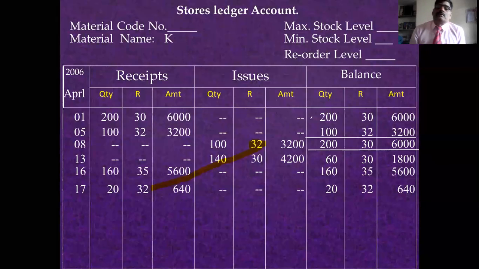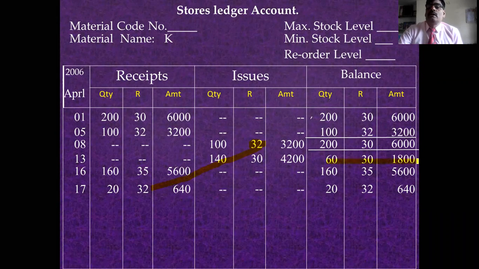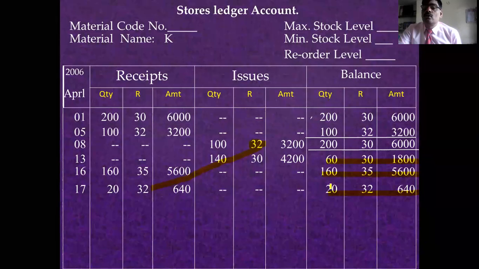Then you see your balance. Your balance as per record is 60 units at the rate of 30, 160 units at the rate of 35, 20 units at the rate of 32. As per your record, 60 is the first lot, second lot is 160, third lot is 20. What is the total? Total is 240. In your record, 240 is the record.